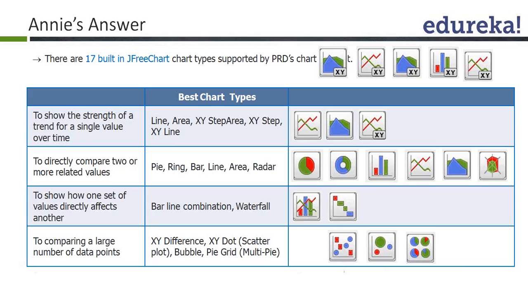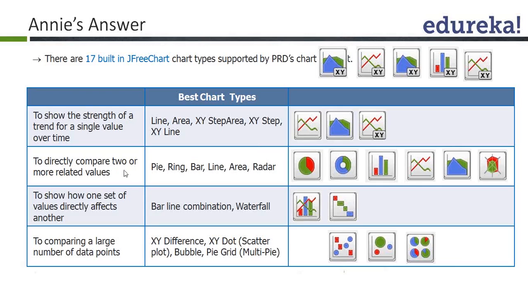These are the different patterns depending on industry experience, the evolution of experience. If you want to show the strength of a trend for a single value over time, then obviously you can think of a line chart. Another thing you can think of is an area chart. These are the charts which will go in this particular bucket: line chart, area chart, XY step chart, XY line chart.